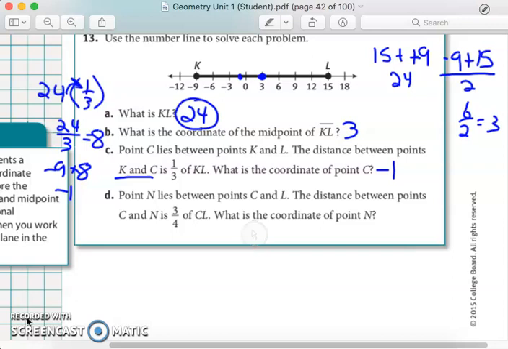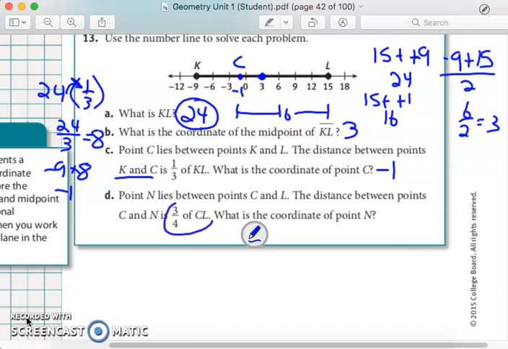All right. Now D says point N lies between C and L. So you've got point C right here at -1, and you've got point L at 15. And it says that point N is between those. The distance between C and N is 3/4 of CL. So N is somewhere in here, and the distance between C and N is 3/4 of C and L. So the question first is, how far apart are C and L? Well, C is at -1 and L is at 15. Remember, we subtract them. 15 minus -1, add a positive. So there's 16 distance between those, right? So we're 16 apart to go from C to L.